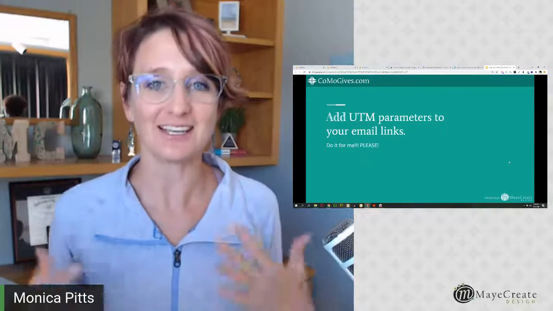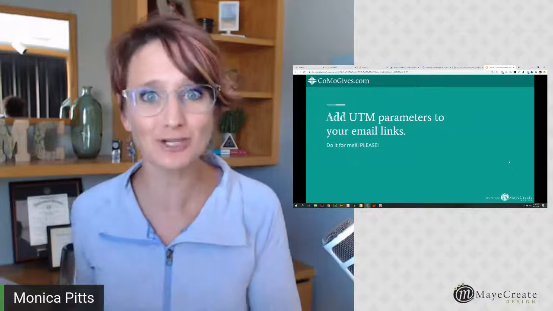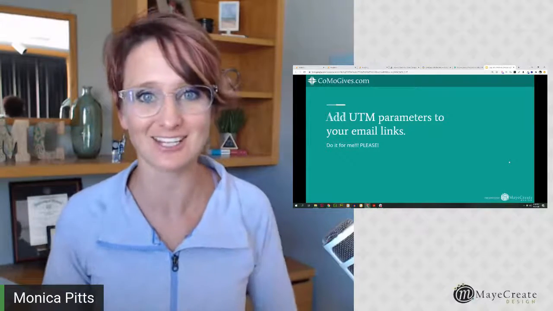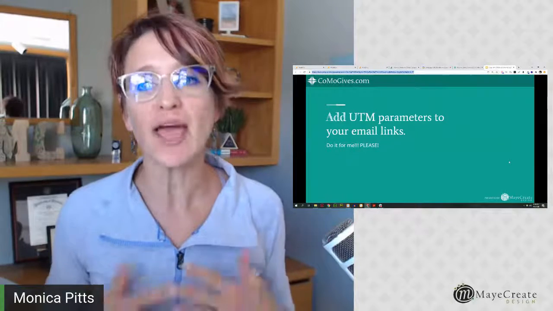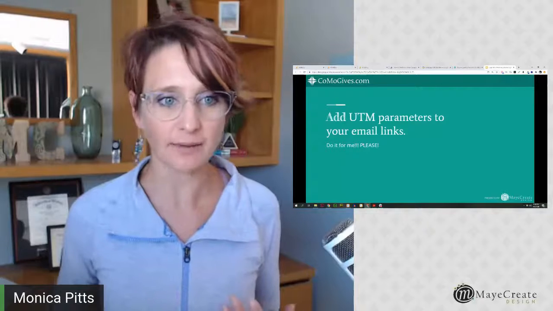Like, do it for me, please, because it is going to make data reconciliation after this campaign so much easier. And if you're not a member of this campaign and you're sending people to your website to donate, you would like to add the UTM parameters to your email links too, so that you can do easy reconciliation after your campaign. Because if you want to get better, you have to know what worked and what didn't work. So how do you do that?